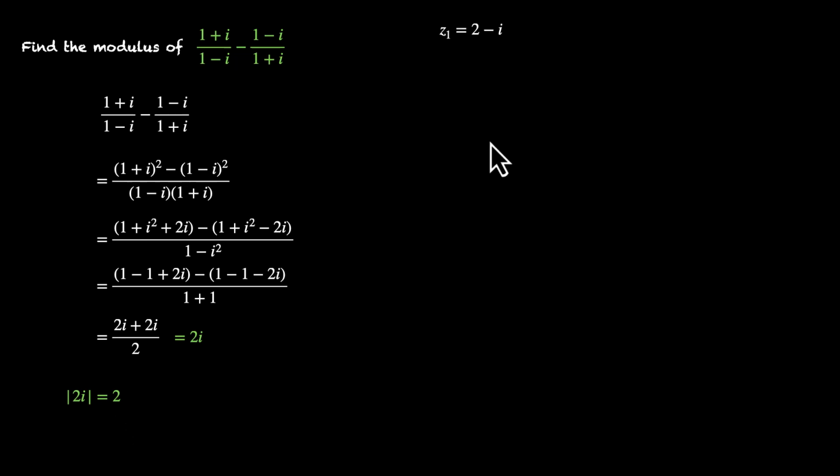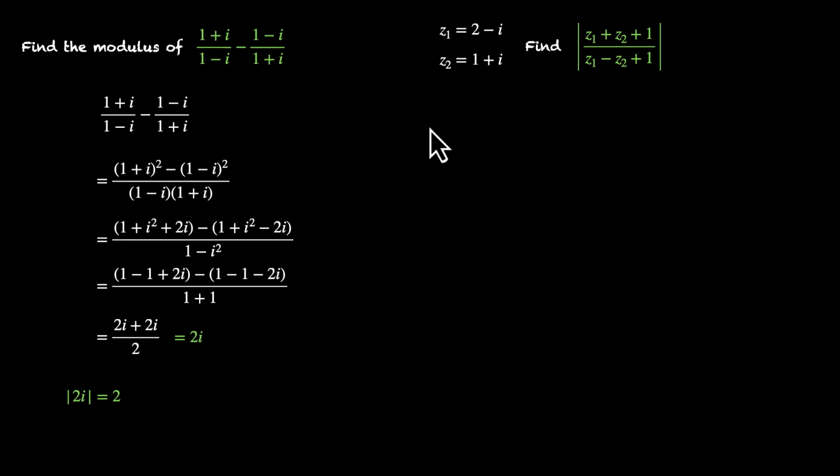Let's try another one. We have two complex numbers, Z1 and Z2. Z1 is 2 minus i, Z2 is 1 plus i, and we need to find the mod of (Z1 plus Z2 plus 1)/(Z1 minus Z2 plus 1). Pause the video, try this out.